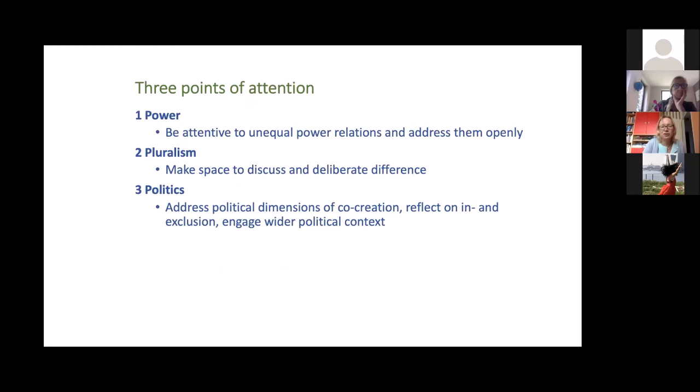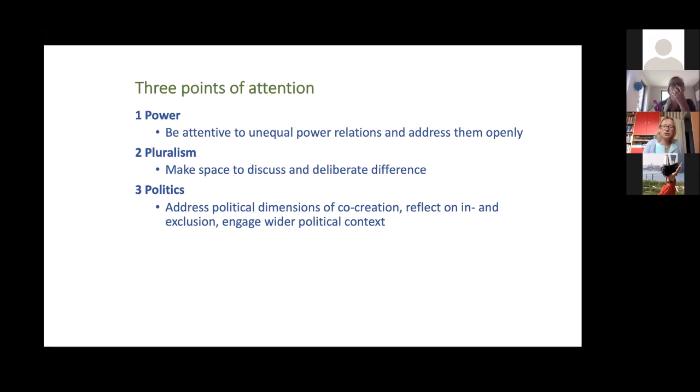So to conclude, and I hope I'm staying within my time, I'm never quite sure. There's three points of attention in these co-production processes. Power, we've talked about this before. So be attentive to these unequal power relations and address them openly. You might not be able to solve them. Power equality is often an untenable and perhaps also an undesirable ideal. Not everybody has the same responsibility, and equally responsibilizing everyone has its own problems, but at least be attentive to them and try to justify them.